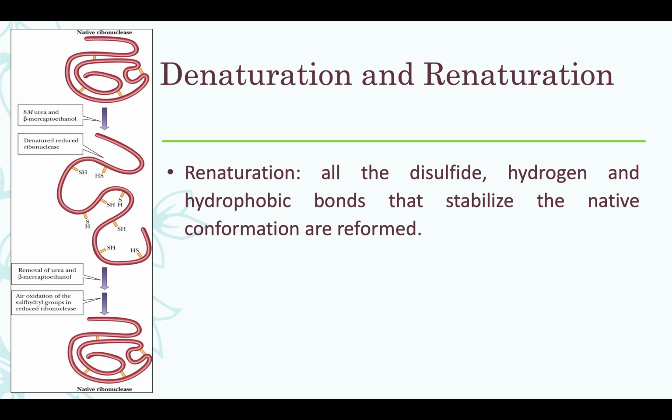The process whereby the denatured protein reverts back to its native conformation under certain conditions is referred to as renaturation. Shown in the figure is the denaturation by adding urea and beta mercaptoethanol to ribonuclease, and renaturation of the same by removing the denaturating agents.